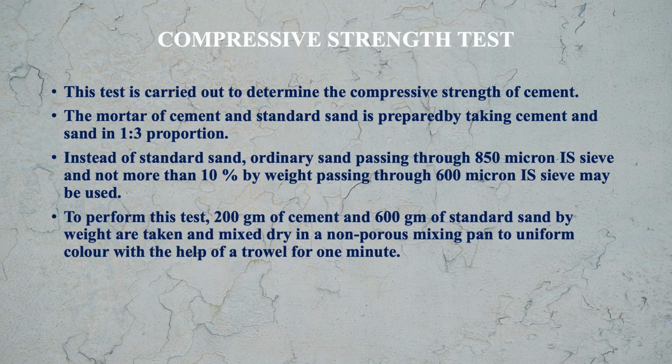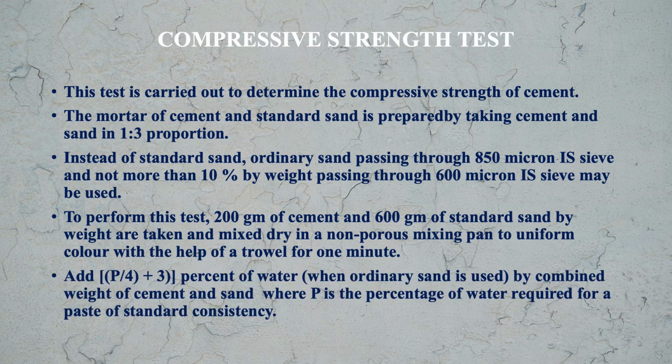To perform this task, 200 gram of cement and 600 gram of standard sand by weight are taken and mixed dry in a non-porous mixing pan to uniform color with the help of a trowel for 1 minute.